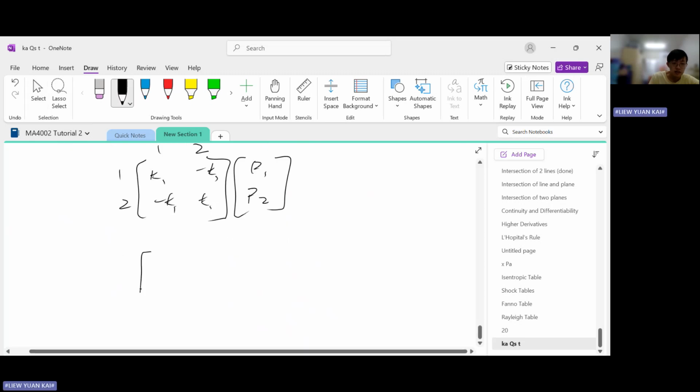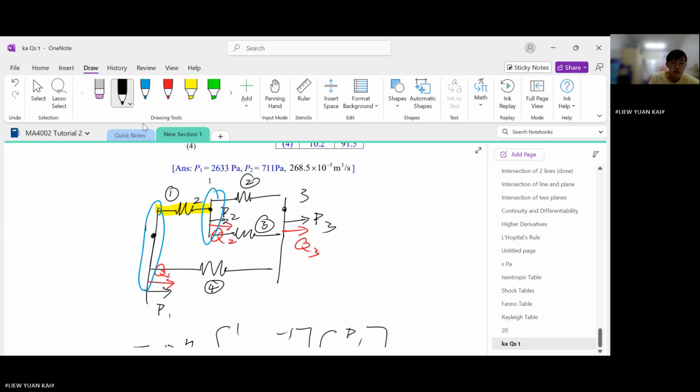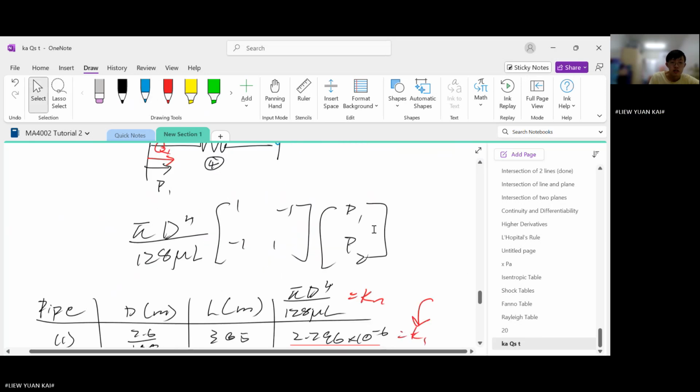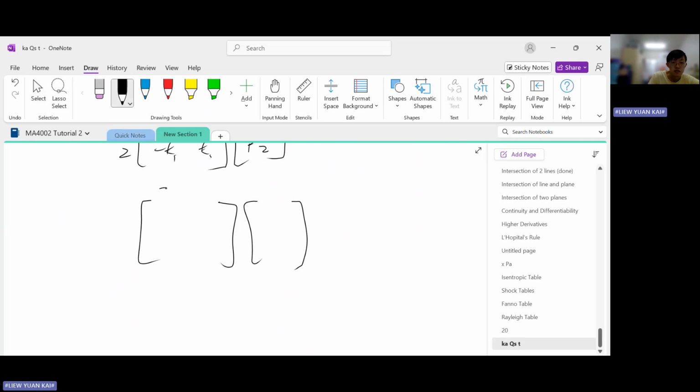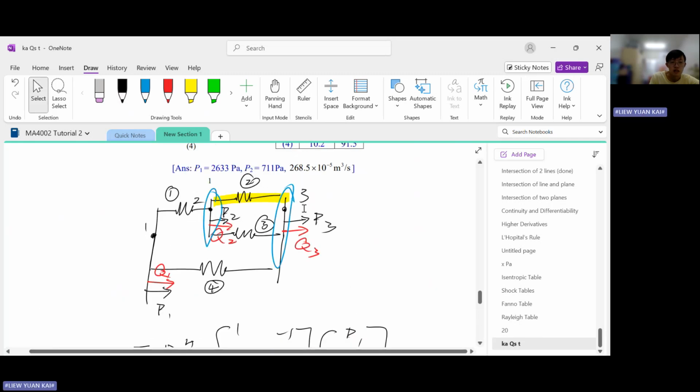Next I will do the same thing for element 2. Now let's take a look at element 2. Element 2, so I'm referring to this, is connected to nodes 2 and 3. Therefore, this is 2, 3, 2, 3. And now I put K2 minus K2 minus K2 and K2. Inside here will be 2 and 3 because those are the nodes connected to element 2.